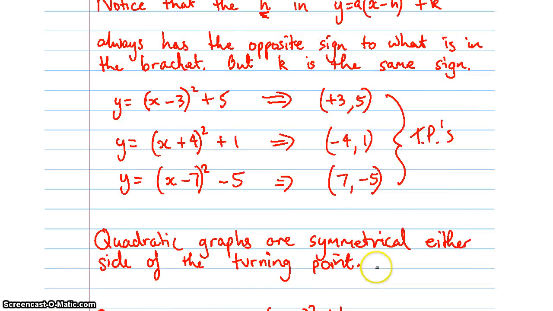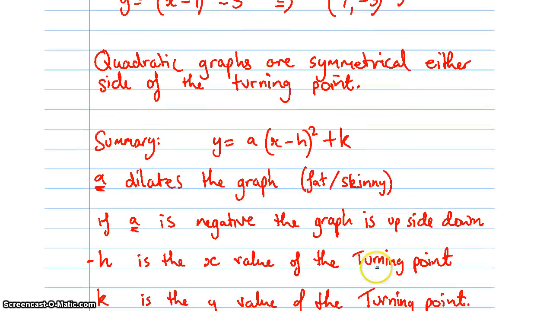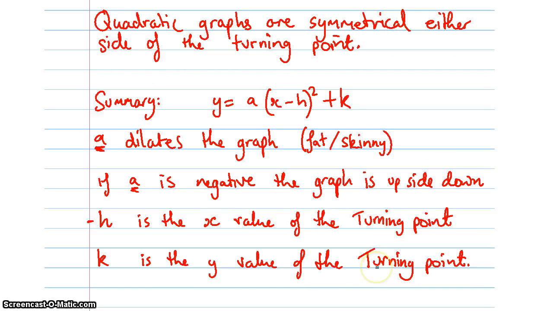So that's maybe just like a little summary for you, is that A dilates the graph, kind of makes it fat or skinny, or stretches it or squashes it. And if A is negative, the graph is upside down. And H, or maybe I should say negative H, is the x value of the turning point. So the opposite of whatever that number is in there is the x value of the turning point, and K is the y value of the turning point. So hopefully that has helped you understand dilations, reflections, and translations.